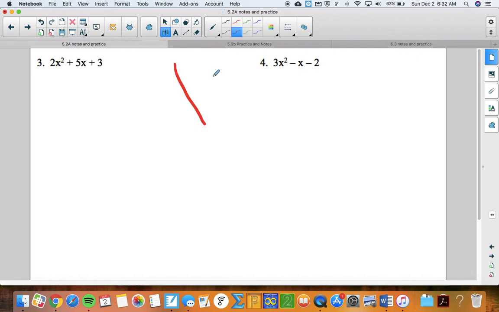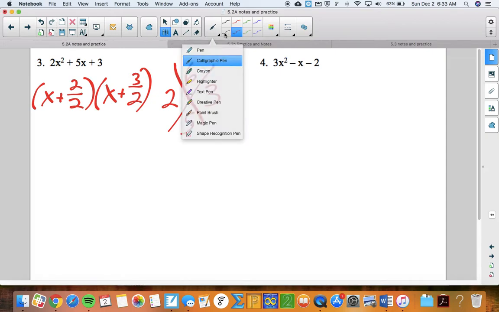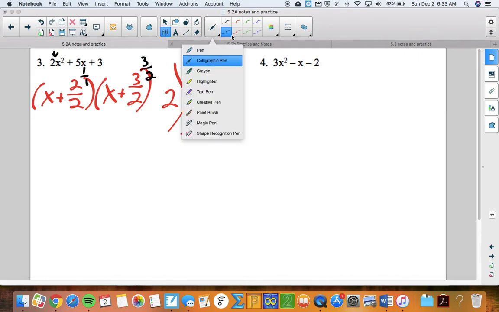Numbers that multiply to positive 6 and add to 5. 2 and 3, right? So we get x plus 2 over 2 times x plus 3 over 2. If you're asking where'd that 2 come from, again, the denominator becomes the a value. So I took that a and slid it down to the bottom. And as I try to simplify these, I get 1 over 1. As I try to simplify this, I don't get anything new. That is the most simplified version.